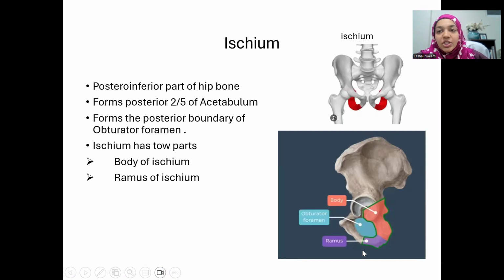Moving on, we have the ischium. The ischium has a body and it has a ramus. The ischium is the posterior inferior part of the hip bone. This is the ischium bone. It forms 2/5 of the acetabulum. Here you can see it is forming 2/5 of the acetabulum. It forms the posterior boundary of obturator foramen. This is the obturator foramen. So if I put it like this, ischium is forming the posterior boundary of the obturator foramen. It has two parts. It has a body and it has a ramus.